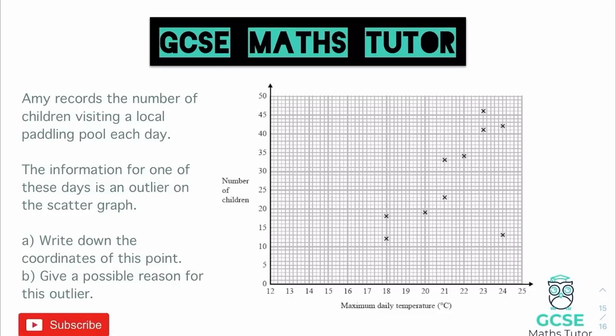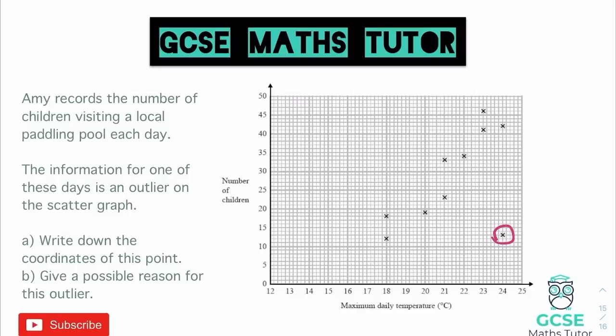So if we look at this one, you can see that this point just here is outside of all the usual points which would normally follow this kind of line of best fit that we could draw in just there. Obviously I've just drawn a little sketch in. So that is the point which is the outlier. So we could be asked a couple of things here. Could be asked to write the coordinate, highlight it, anything like that.